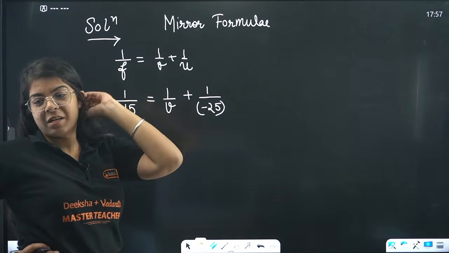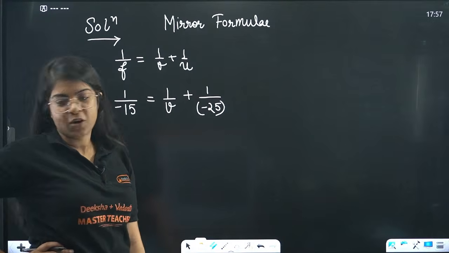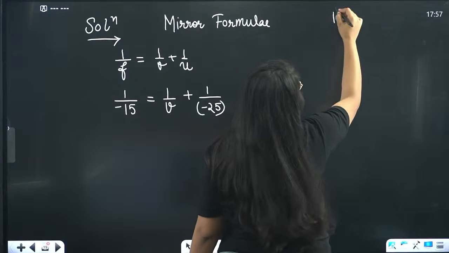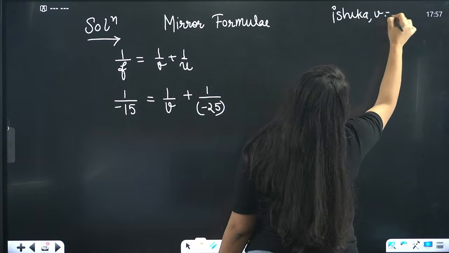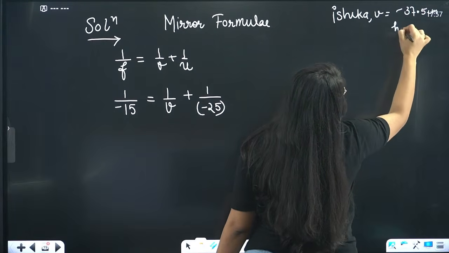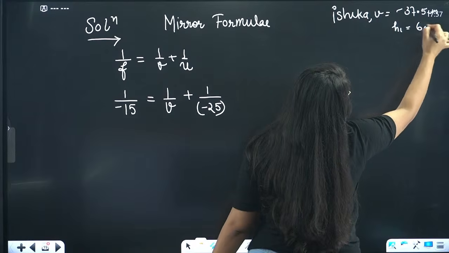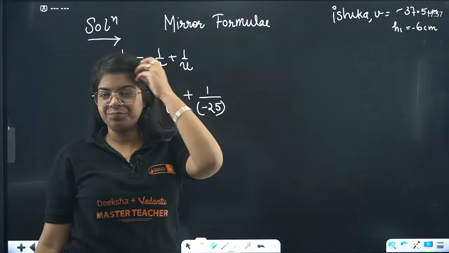Okay, we have the answer by Ishika. Yes, I've checked. Okay, is Ishika's answer correct or not? Let's see. Ishika's answer is V equals -37.5 centimeter and height of image is -6 centimeter. Okay.